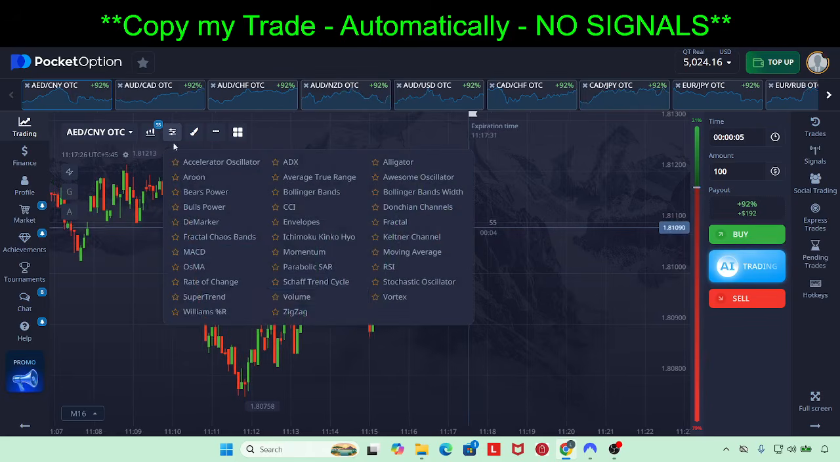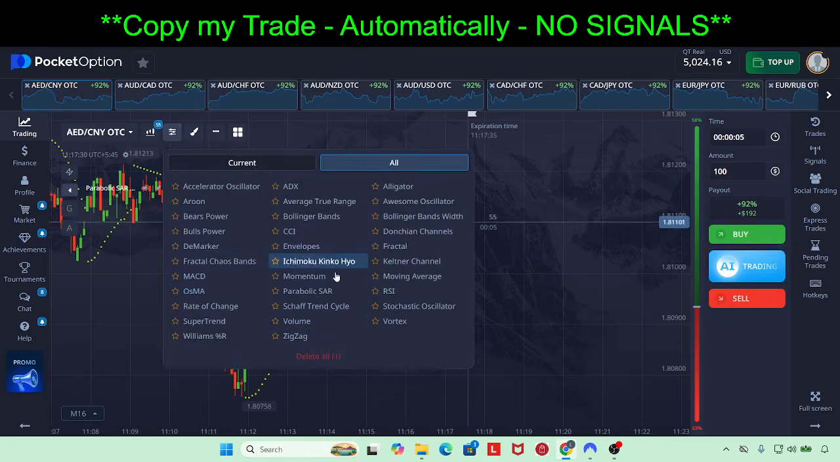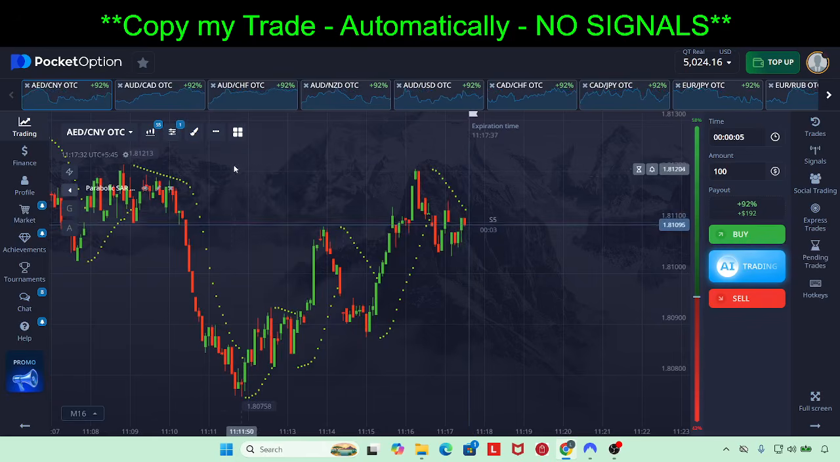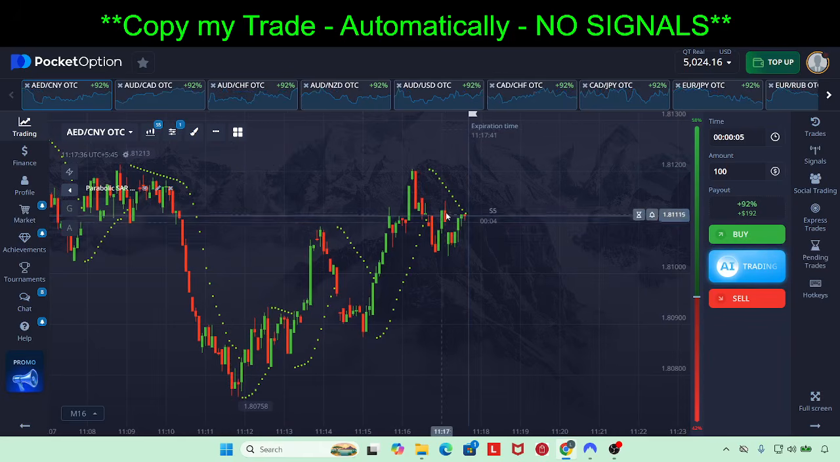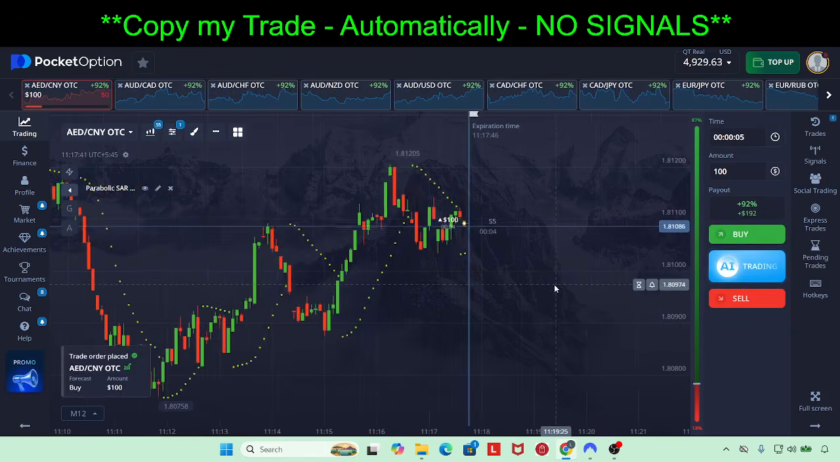For this, you need to implement an indicator that is called Parabolic SAR. Okay, and we are going to use two different strategies at the same time. I'll explain it to you while I'm making trades. So I'm going to place a trade here, one trade.